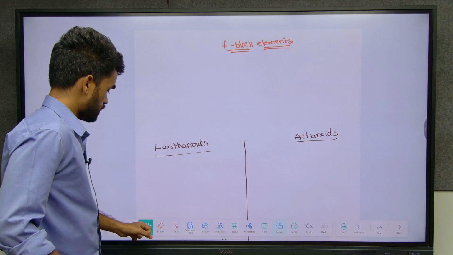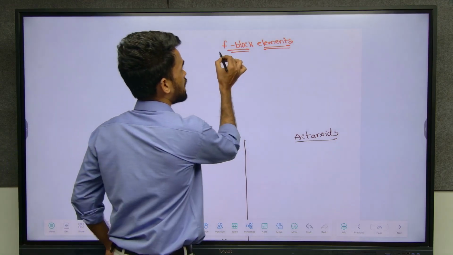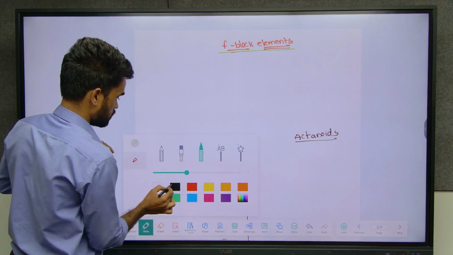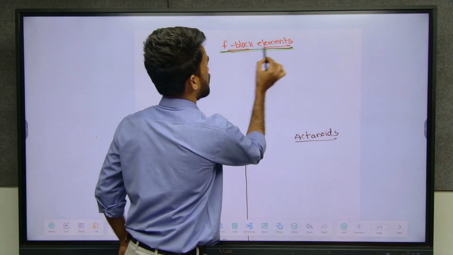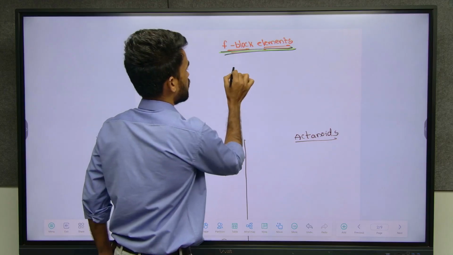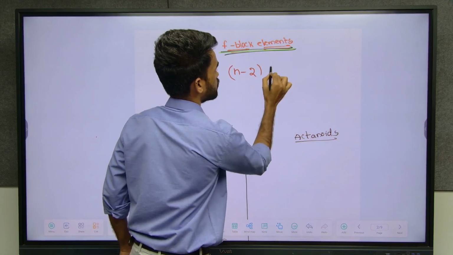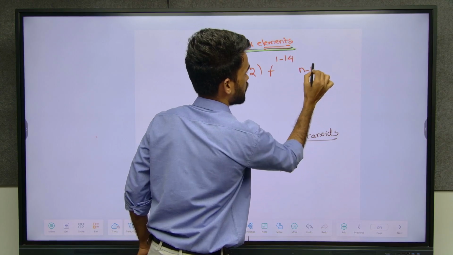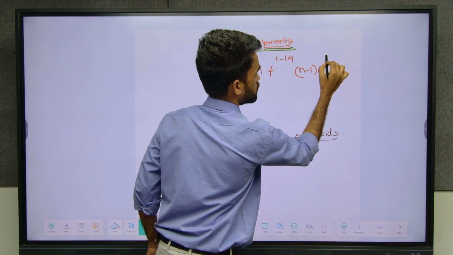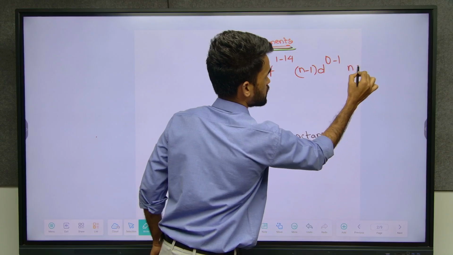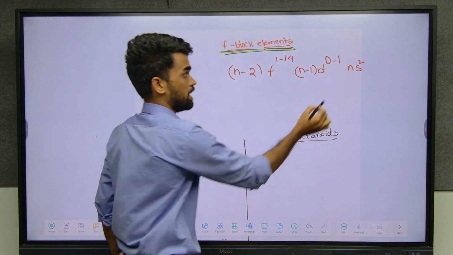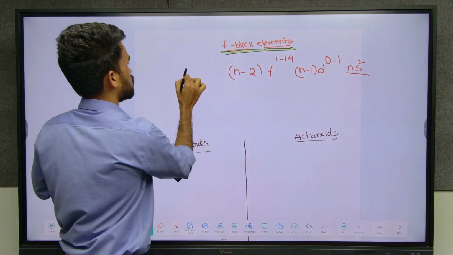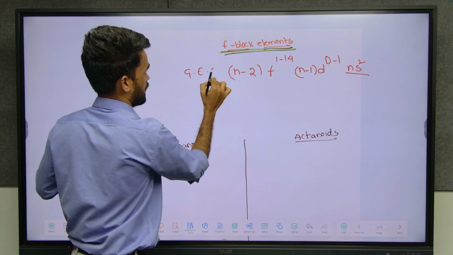Okay? See, first thing, what is the general electronic configuration of F block elements? Tell me. N minus 2 F 1 to 14, N minus 1 D 0 to 1, NS 2. It is not 1 to 2, it is 2. So this is the general electronic configuration of F block elements.